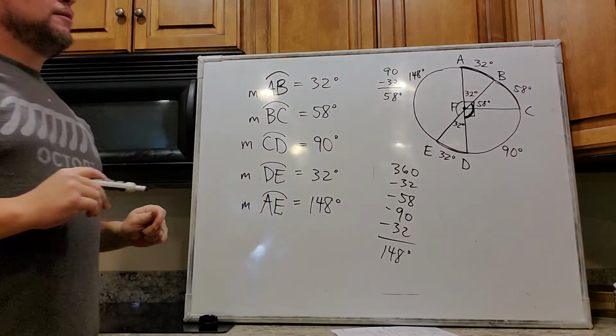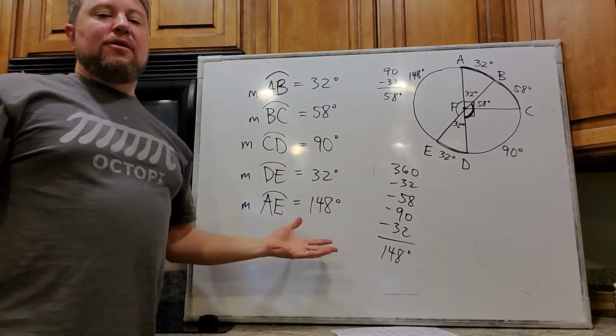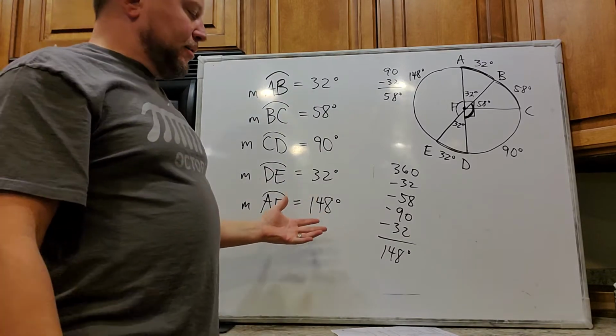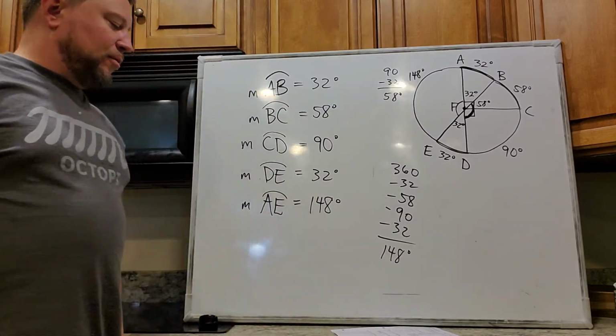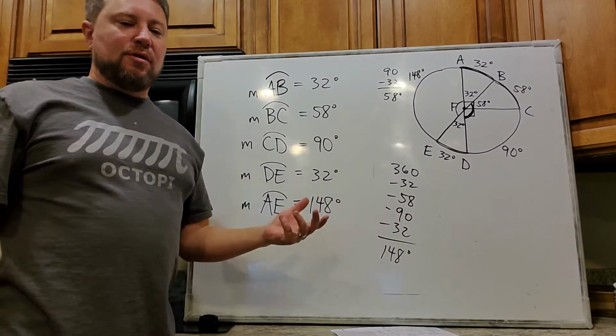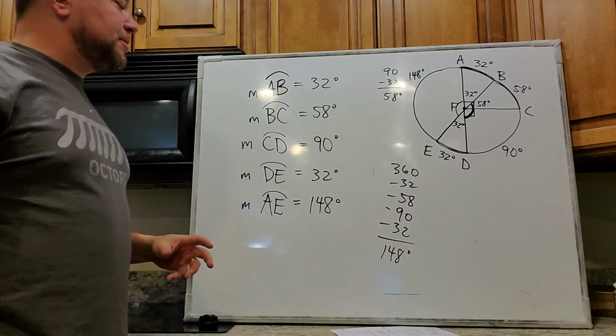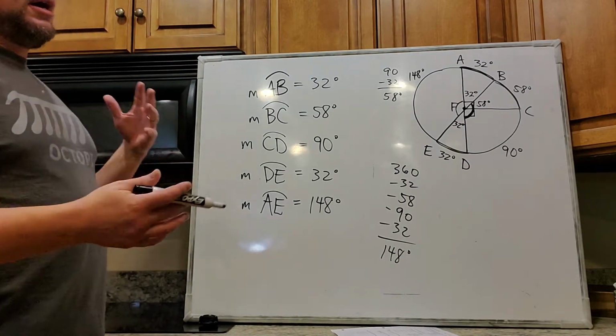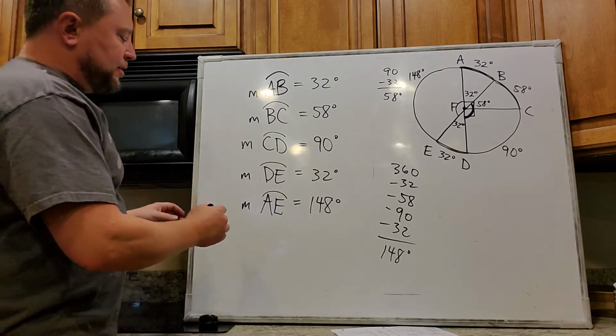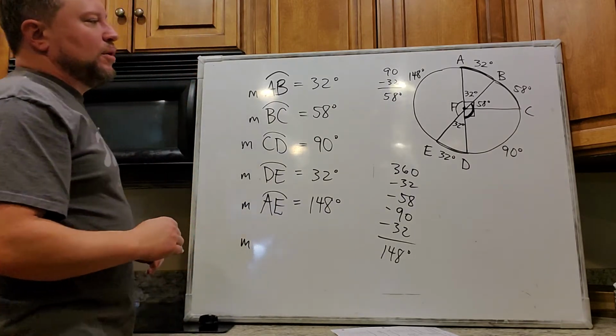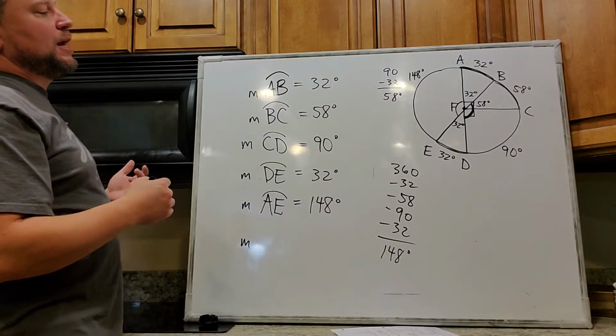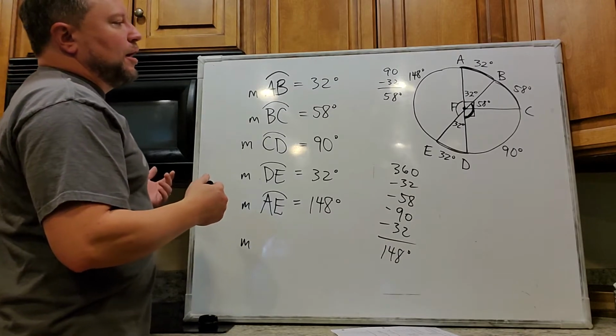Now, all these were minor arcs. On the review sheet, they didn't have one where they had you find, say, a major arc on this problem, at least. So I just want to show you then, if they had said something like this, that they wanted the measure of, let's say, arc ADE.